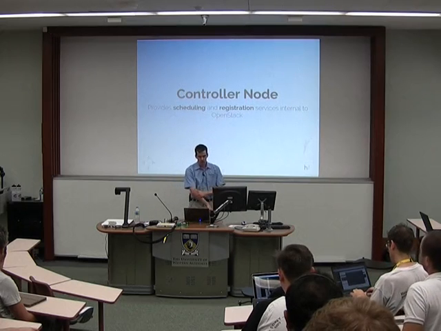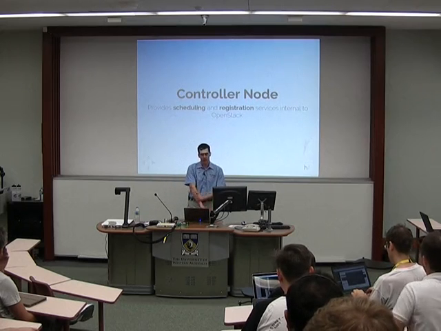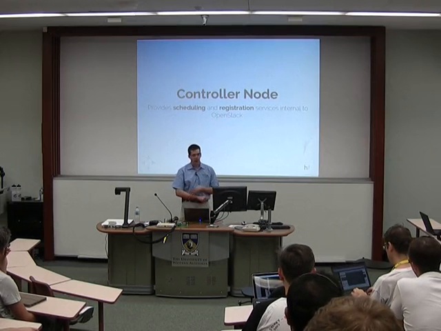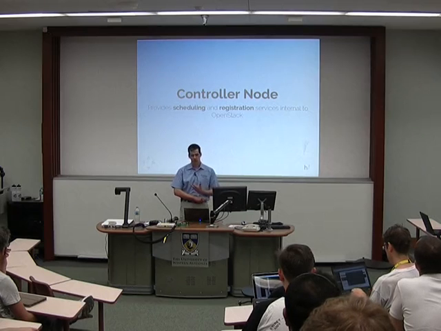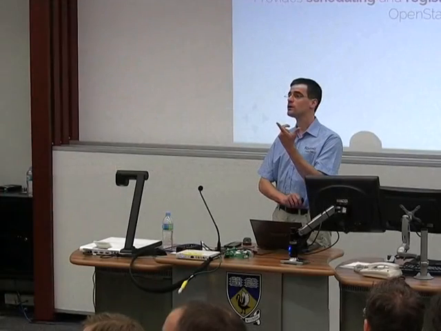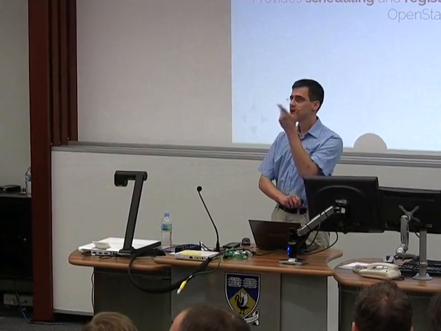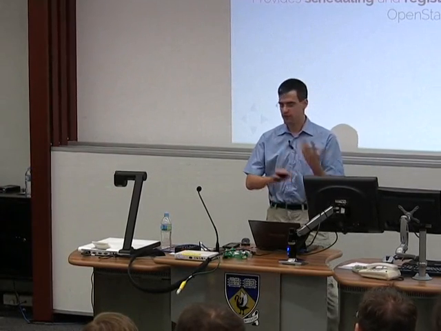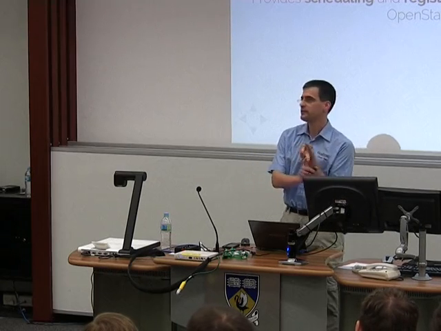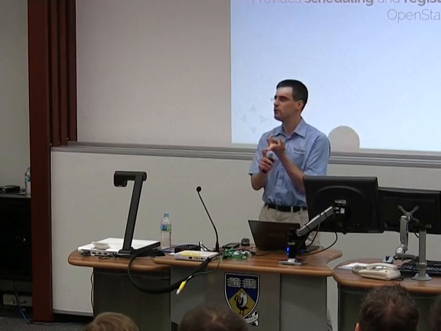Then we have the controller node. A controller node basically provides scheduling and registration services internal to OpenStack. Now, why is this distinct from the API node? Any ideas? Why would we put that on two different hosts? Exactly. So the standard answer whenever you're being asked a tutorial question like that is always one of two. It's either security or performance, right? In this case, it's mostly security.